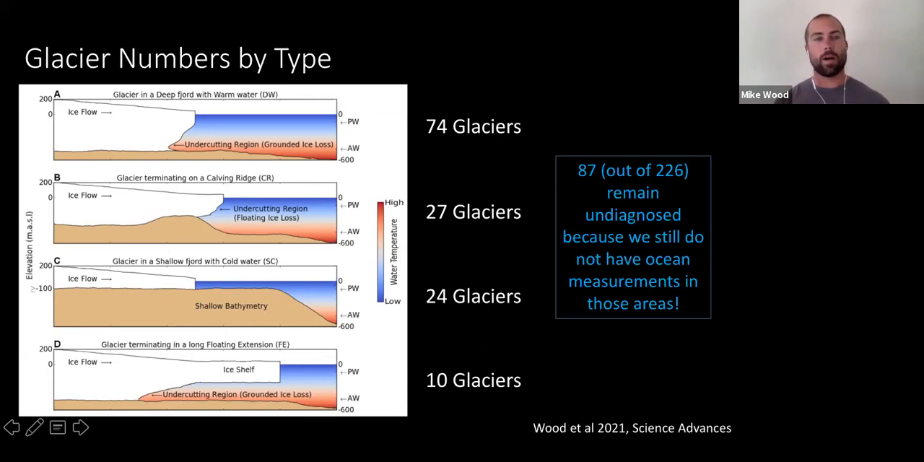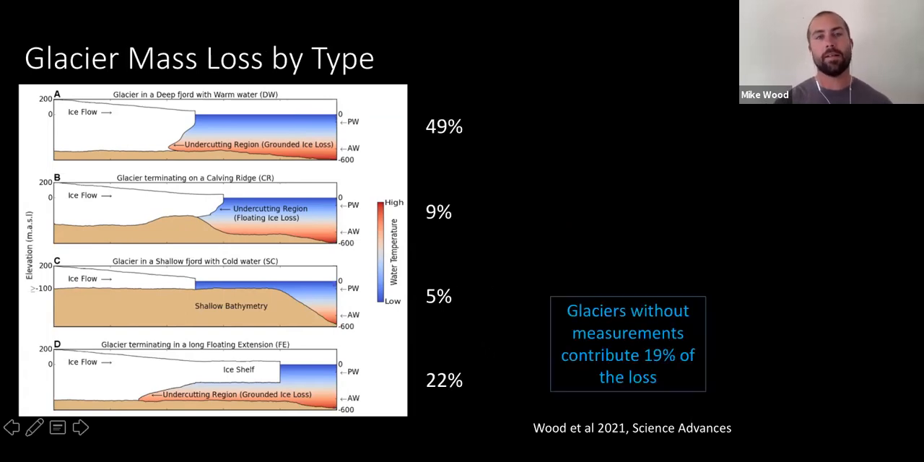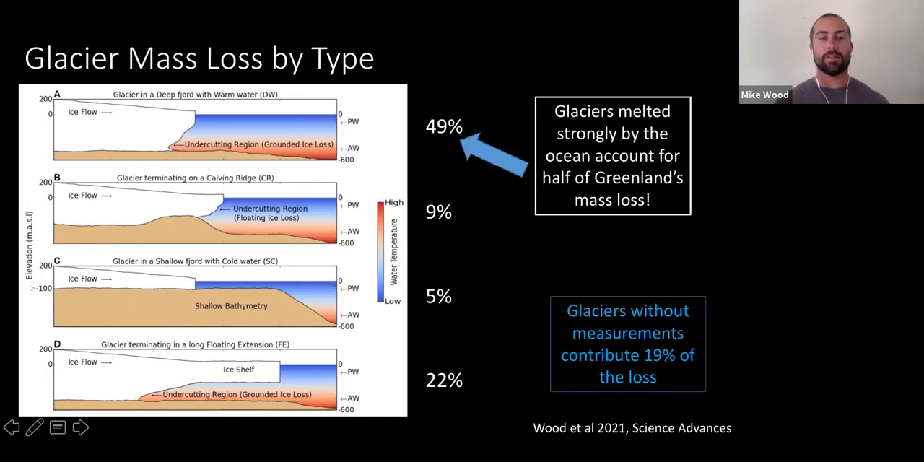This is the distribution of glaciers by type, but if we look instead at the distribution of glaciers by mass loss, what we find is that those 74 glaciers actually account for an outsized component of the mass loss. So these glaciers that are feeling the ocean strongest and retreating as a result of undercutting, those are accounting for about half of Greenland's mass loss.